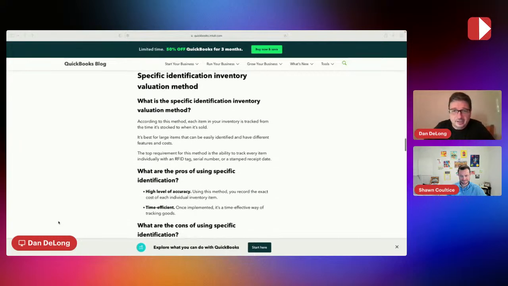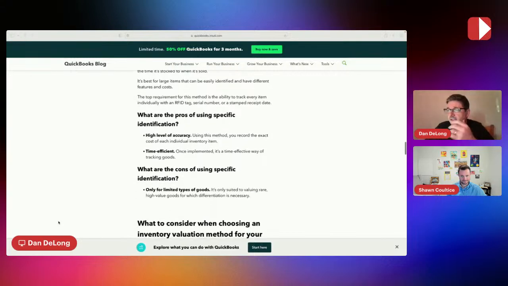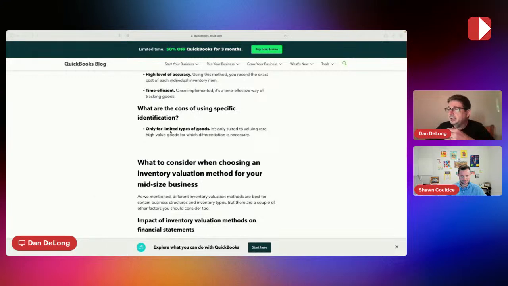And then the last one, I really didn't realize that there was a fourth option until I read this article. But this is the specific inventory valuation method. Basically, you're calculating cost on a per item basis, which is going to be extremely rare. This is really for only limited types of goods, suited for valuing rare, high value goods in which the differentiation is necessary.